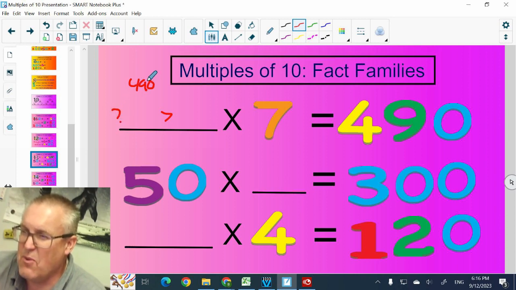So now we can get rid of that 0. Remember, going down this way is division. So 49 divided by 7 is 7. And then let's slap that 0 back on there. Okay, so 70 times 7, because right here is times. Yeah, 70 times 7 is 490.